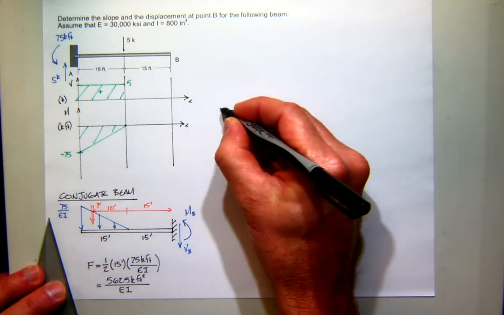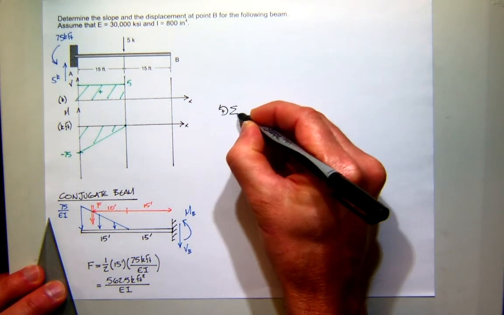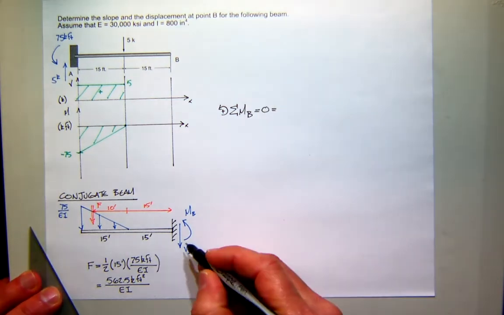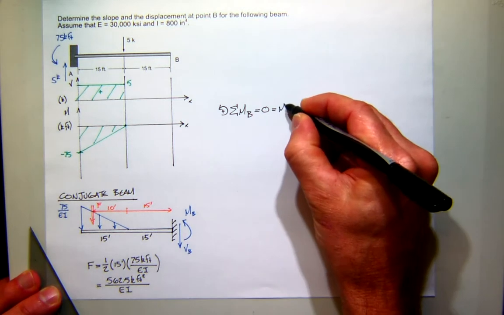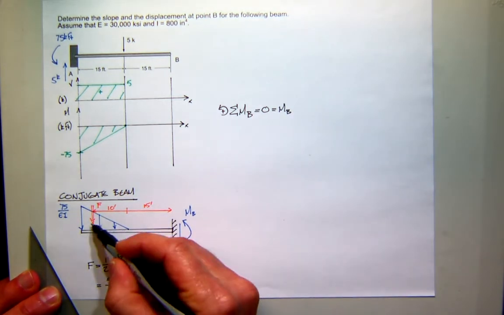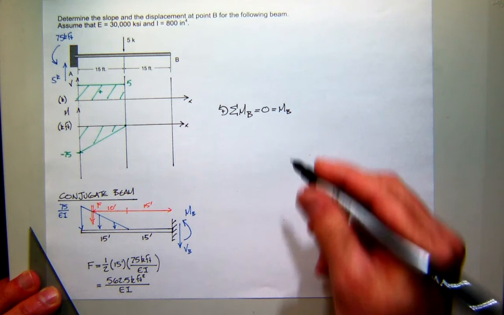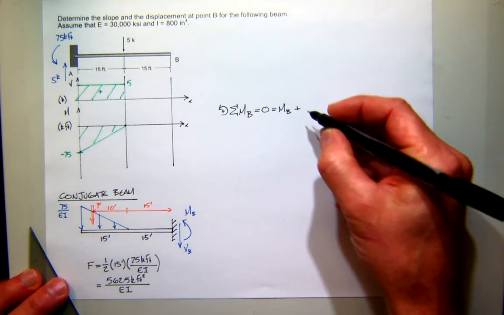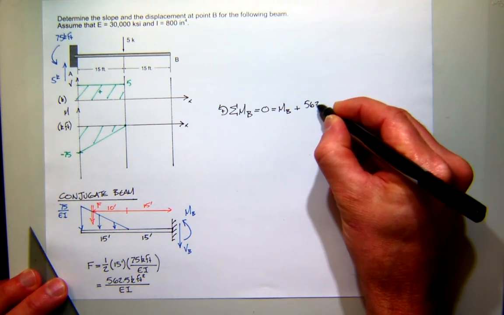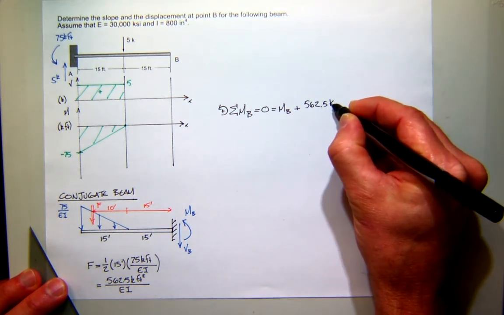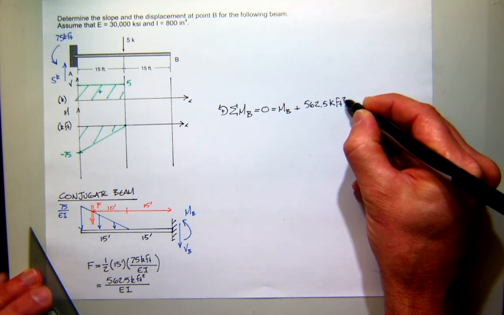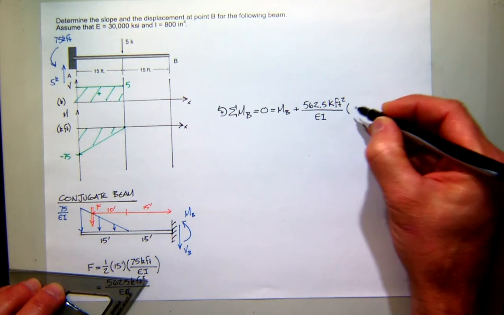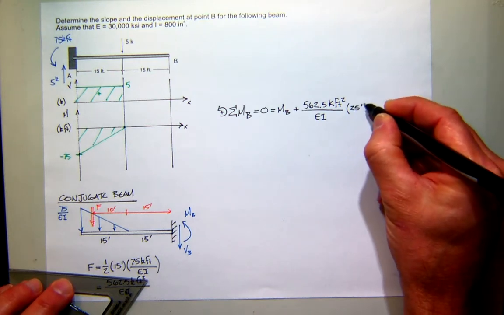So we'll start by summing the moments at B. Make sure it's in equilibrium. So starting at B, I have the moment, which, right-hand rule, would be positive moment. And this force, positive or negative moment about B? Don't be shy. Positive. So the force is 562.5 kip feet squared over EI times a moment arm of 25 feet.